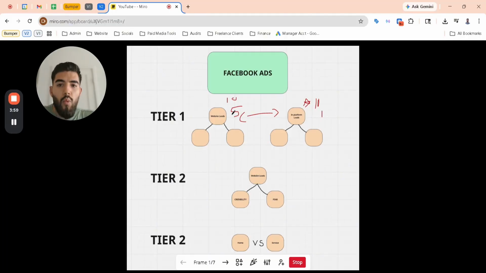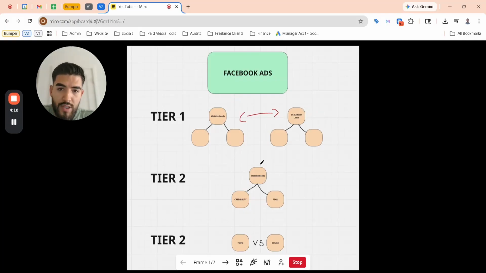Once you actually understand which campaign has the better close rate, and let's say they both had the same close rate, well, then you just go based off cost per lead. So which campaign is most beneficial from a cost per sale standpoint? That's what you're trying to figure out here. After you figure that out, we go down to tier 2.